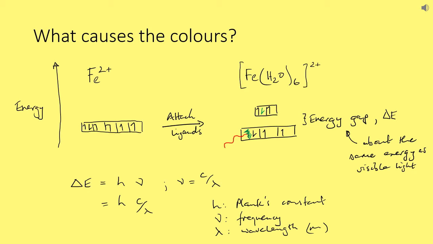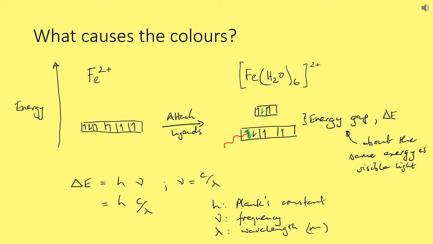That is what causes the color of transition metals, because the 3d orbitals shift in energy levels when ligands are attached, and it just so happens that the energy gap created by that shift is equivalent to the energy of visible light. Right, so that gives them their color.